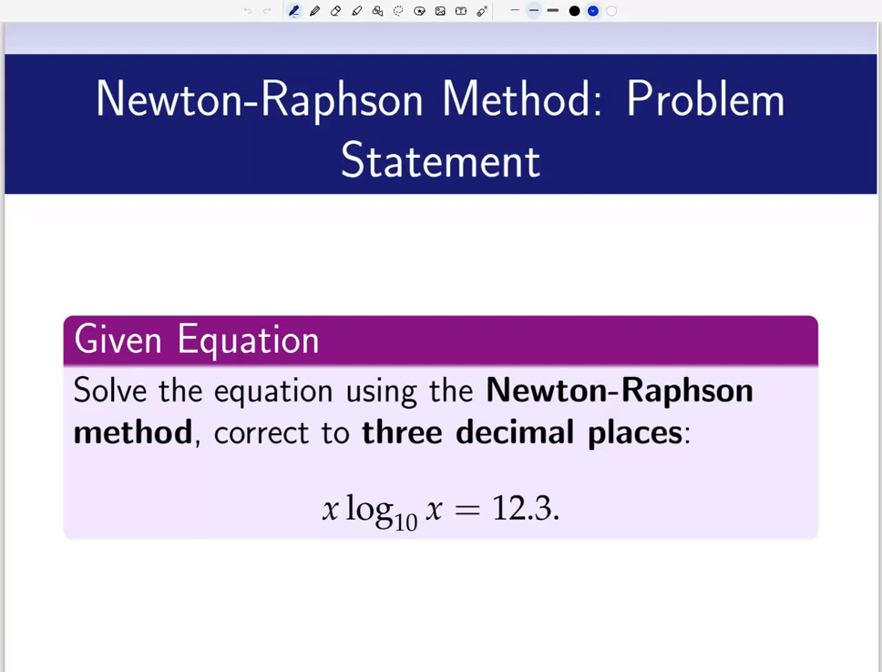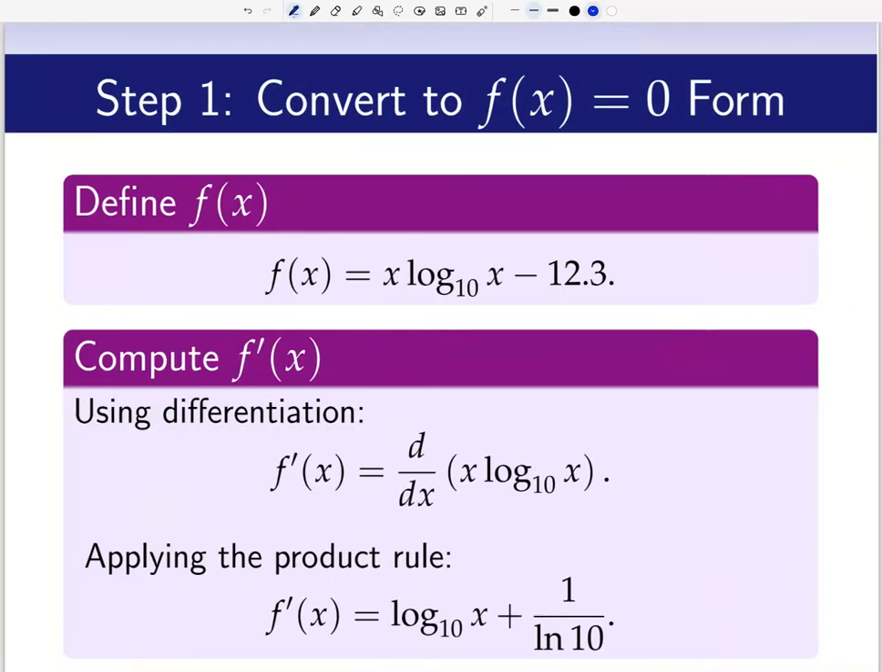Today I am going to solve one nonlinear equation by using the Newton-Raphson method. Here is the problem statement. Solve the equation by using the Newton-Raphson method, correct to 3 decimal places. Here x log10 x is equal to 12.3. So you have to solve this equation and find out the root of this equation by using the Newton-Raphson method.